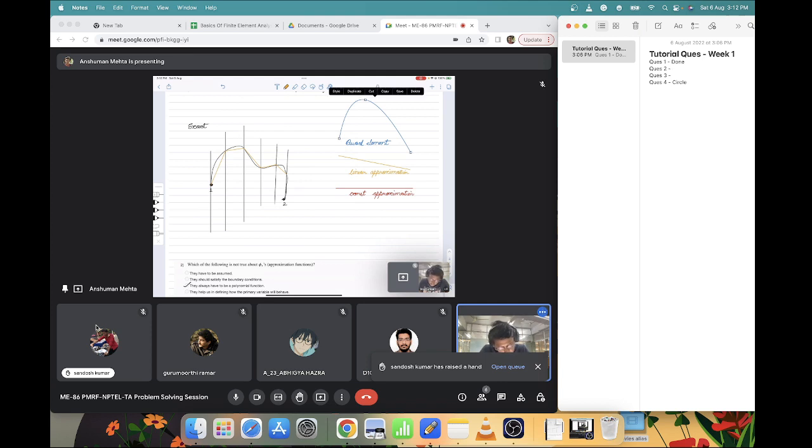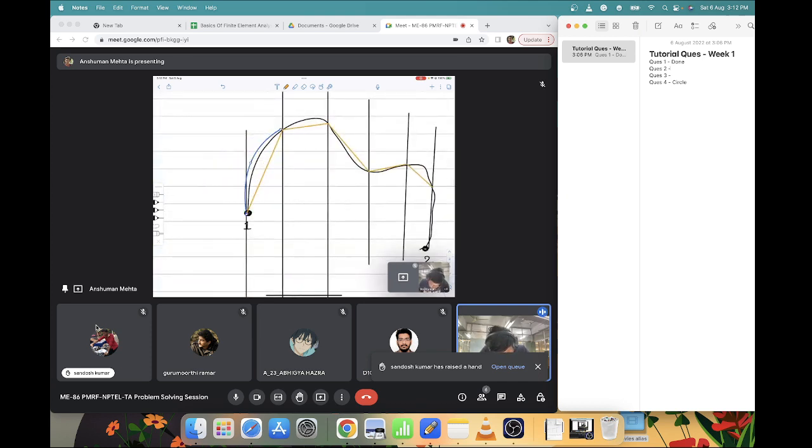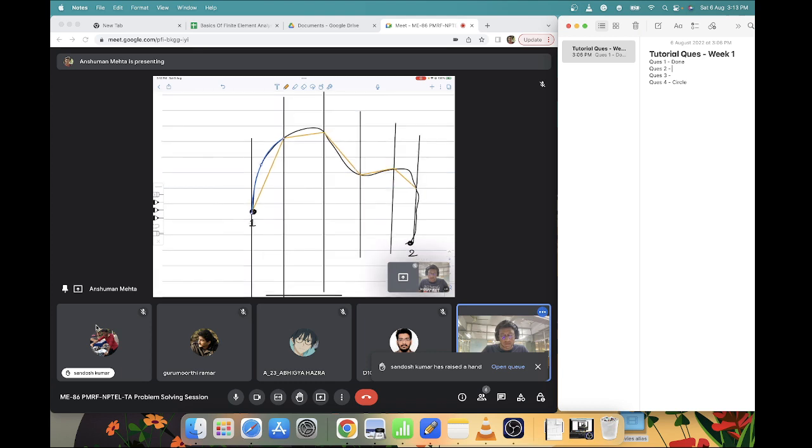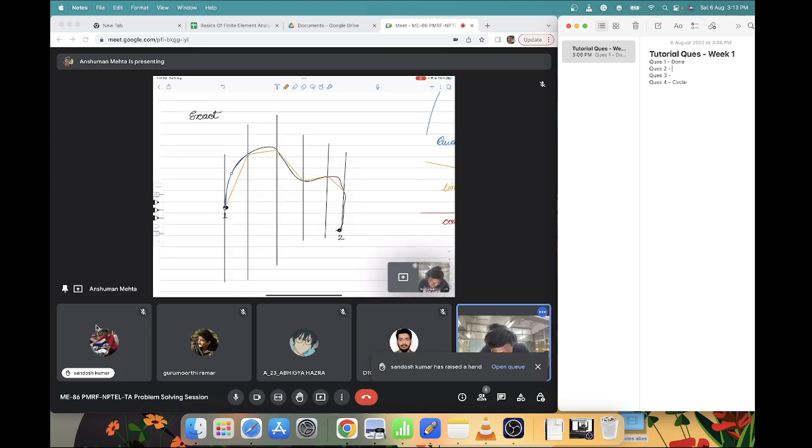Now we can take quad also. This is my quad. I will fix two points, one and two, and try to fit it. As you can see, in a small area it is easily able to fit this quad element. So by increasing the order, we can reduce the errors. That is the main thing. What I mean by errors is the difference between the exact solution and the approximated solution. This is called error or residual. These are our errors.